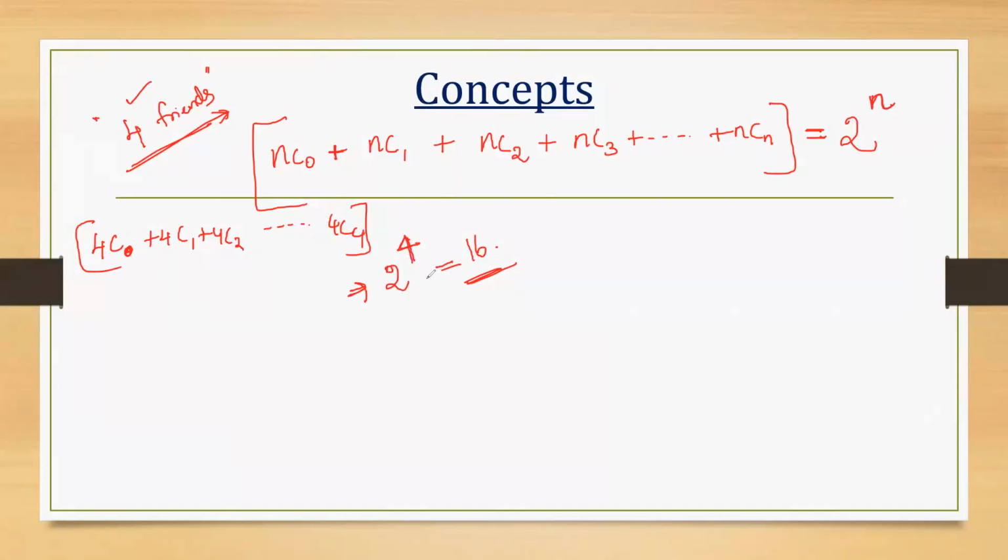Suppose the question states like that: at least one person you have to invite. Then what is the answer? Out of 4, at least one should be present in the party. At least one. Then what is the answer here?